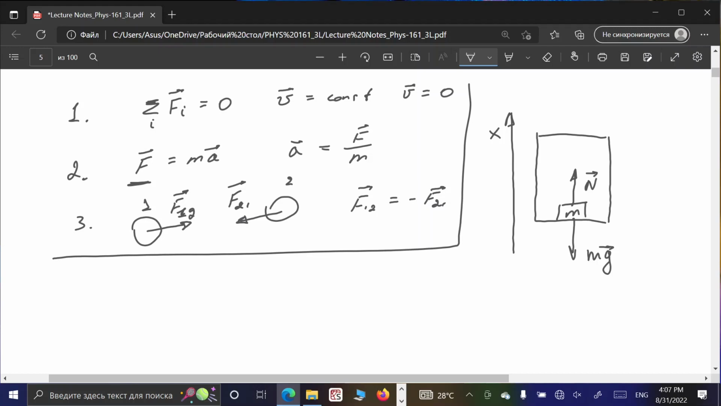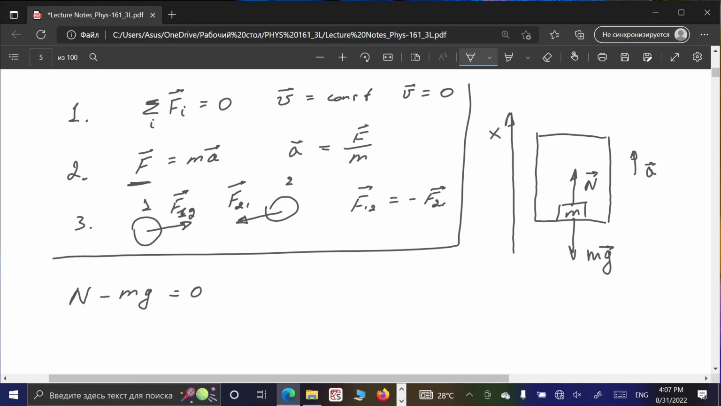Under stationary conditions, where we don't have any acceleration of this system, we can write that N, which we consider positive because its direction coincides with the positive direction of x, minus mg, which goes downwards in the negative direction of axis x, is equal to 0, since acceleration is equal to 0. So they compensate each other. Now let us consider one case when the acceleration vector is oriented upwards along axis x.